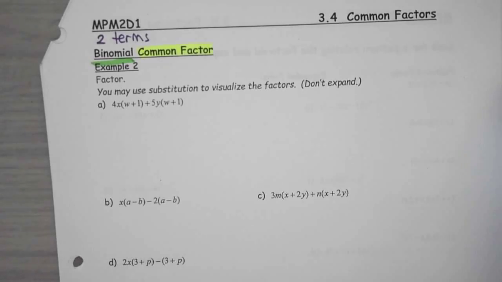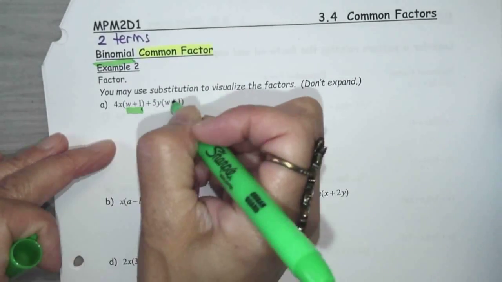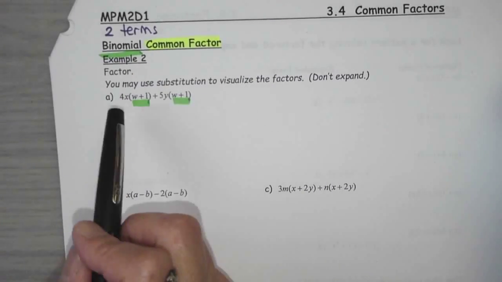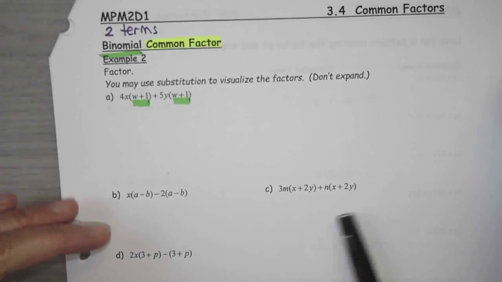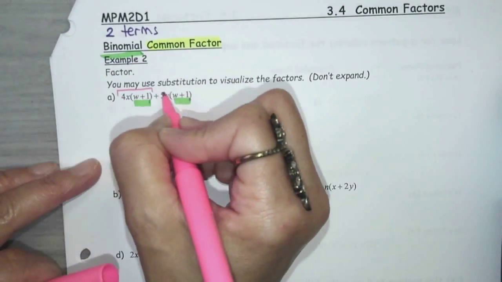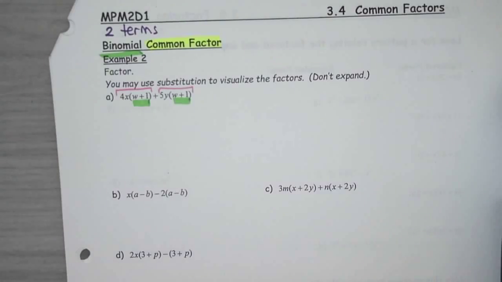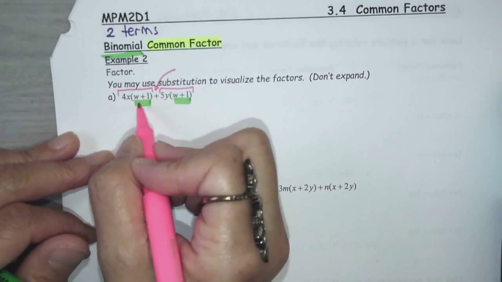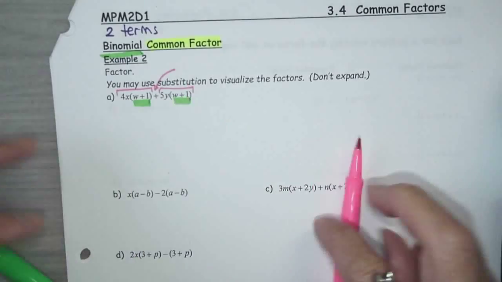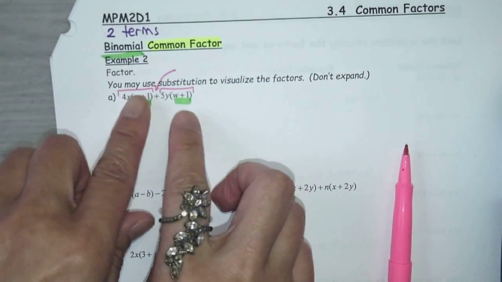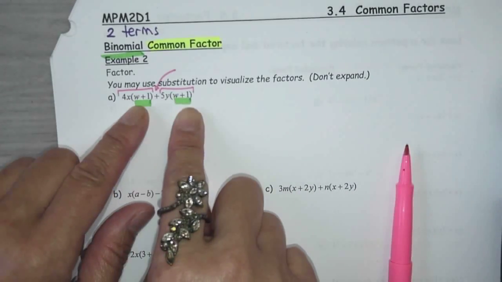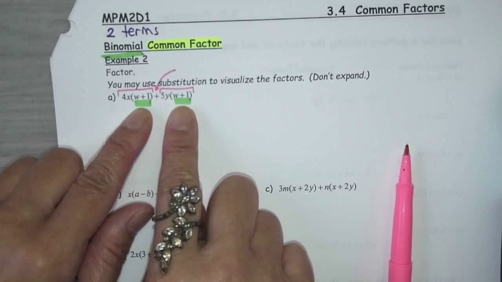It looks like this. See this? Binomial. That's a binomial common factor. So w plus 1 is a binomial. That is common for both of these terms. When you look here, you can say this and this are two groups. How do I know they're two groups? Because they're broken up by this plus. This group plus this group. So you're bringing two groups together. Both of the groups have this w plus 1.